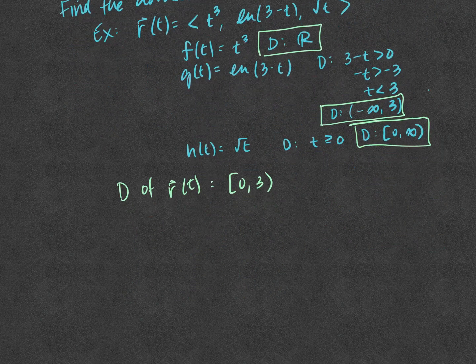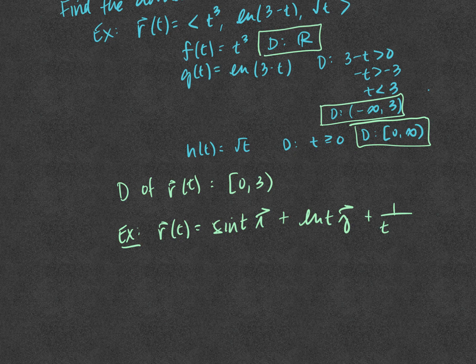So let's do another example. I like domains, so I think this is fun. Let's say that we have r of t equals sine of t i plus natural log of t j. They're going to throw a natural log in there because why not? Plus 1 over t minus 2 k.